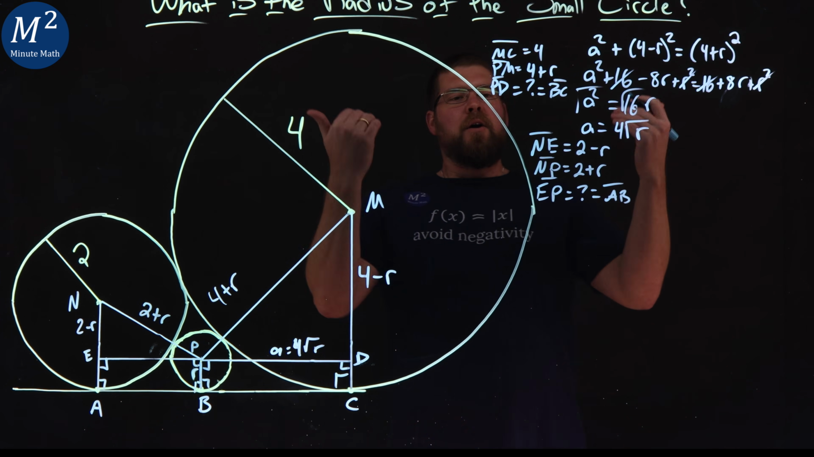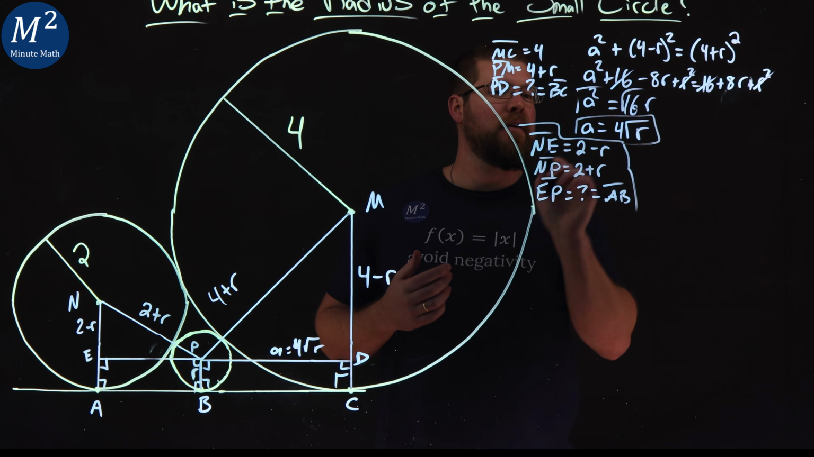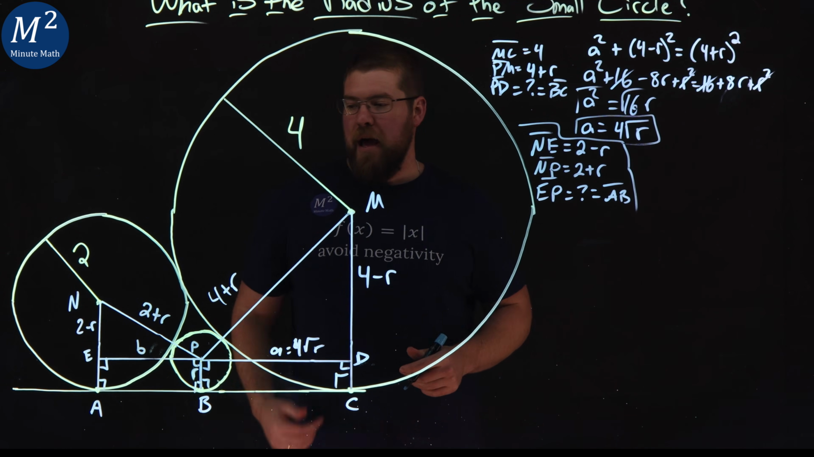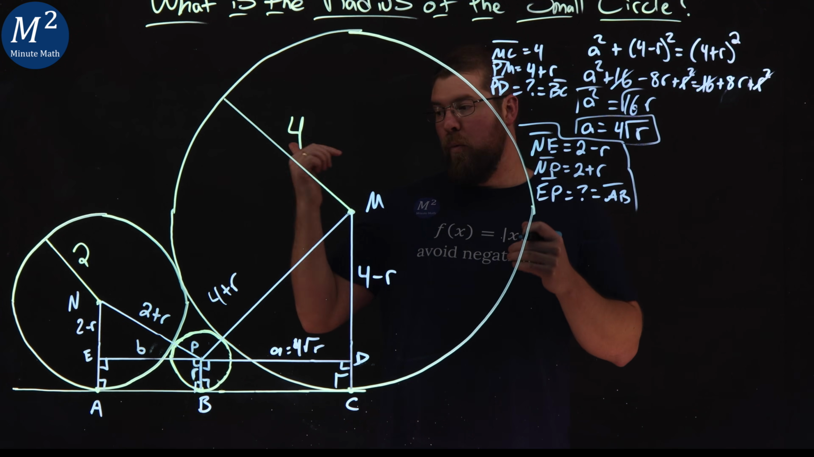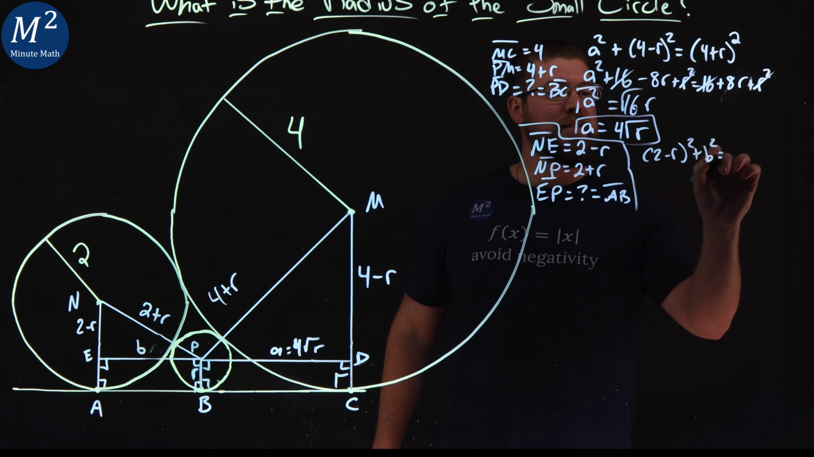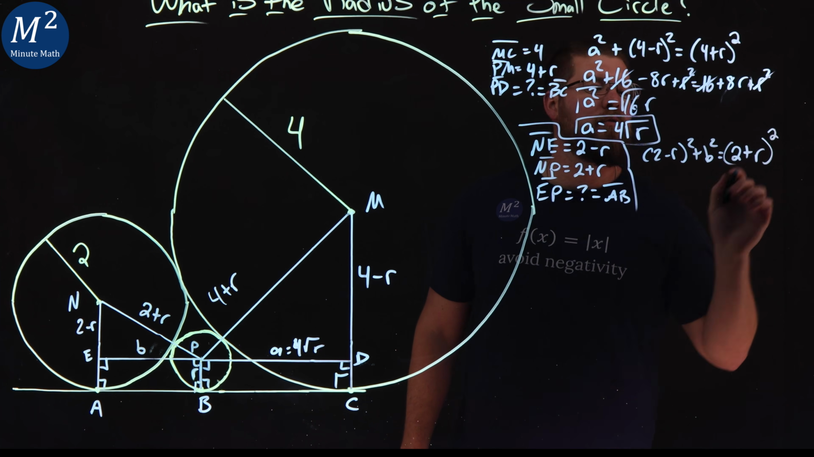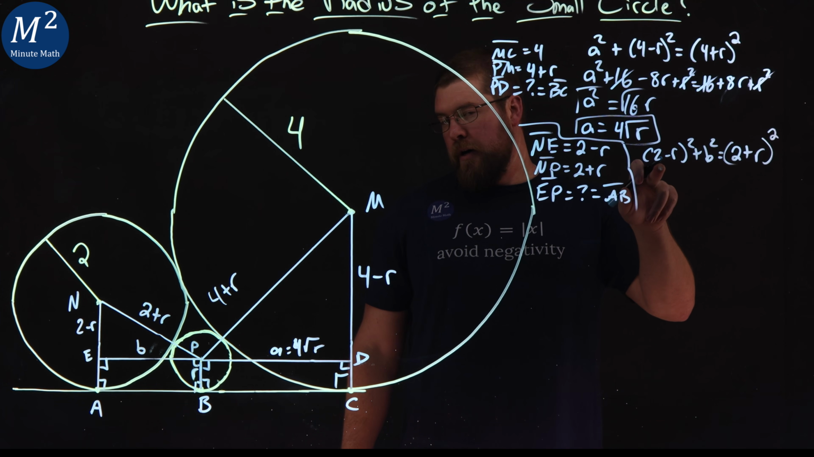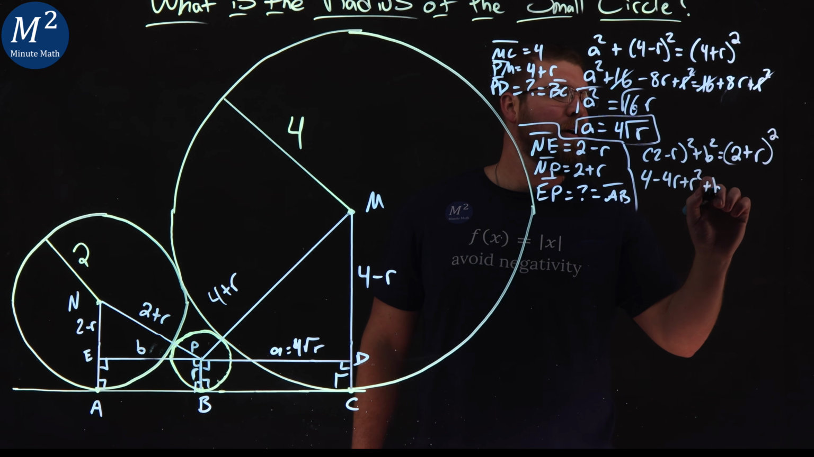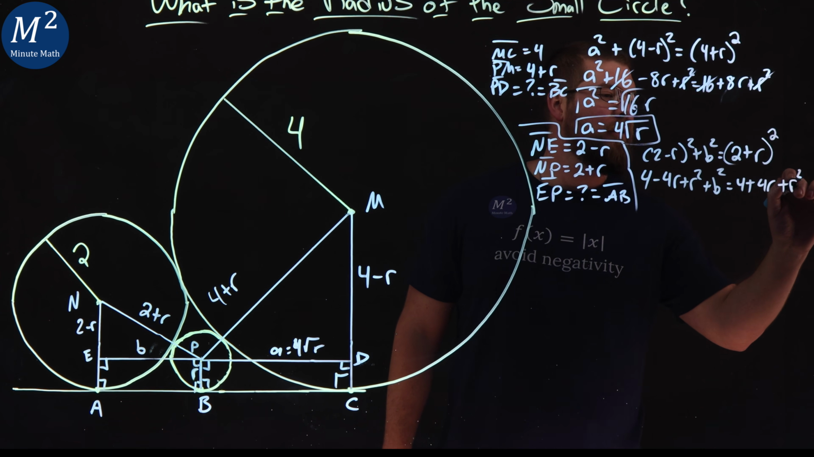Eventually we'll get that. Good old Pythagoras again helps us out. Let's call this length B here. A squared plus B squared equals C squared. So one leg is 2 minus R, squared, plus B squared, is equal to C squared, 2 plus R, all squared. Foiling this out, that's 4 minus 4R plus R squared plus B squared equals 4 plus 4R plus R squared.